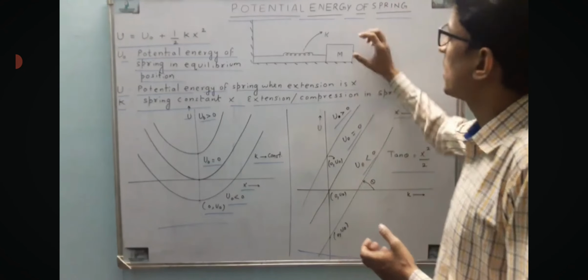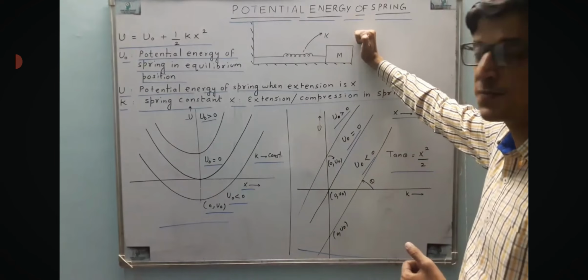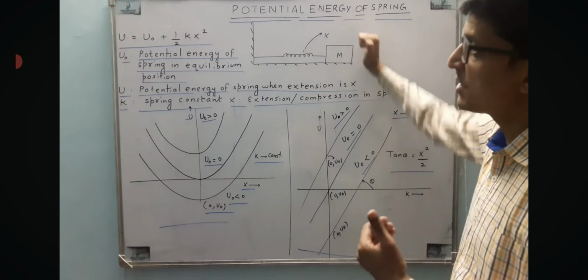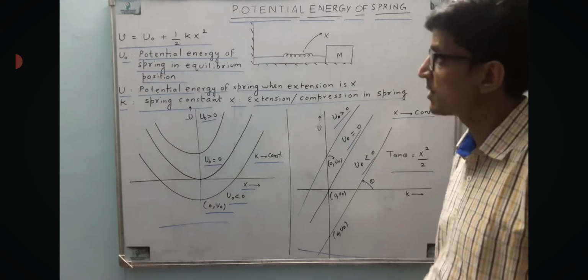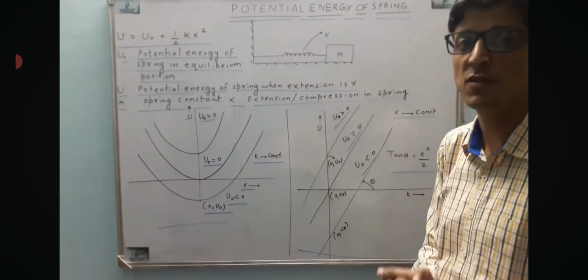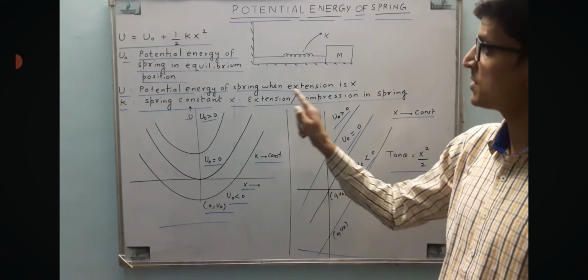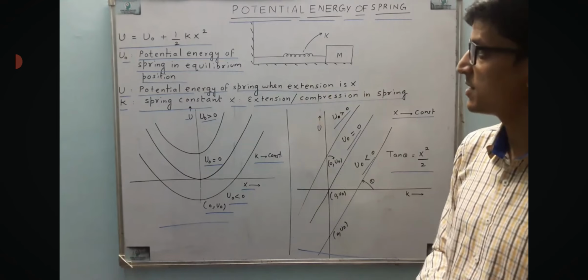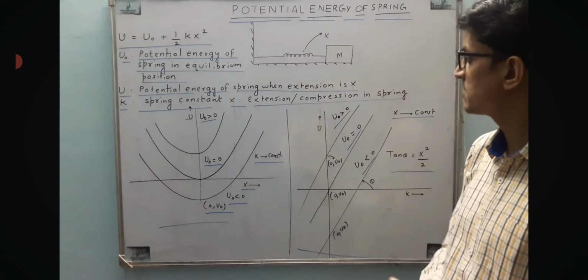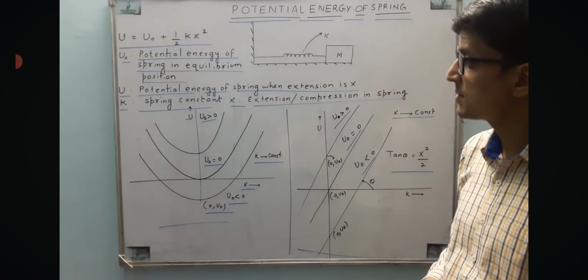Suppose there is a mass M which is connected to a spring of spring constant k. The potential energy, by proper derivation, comes out to be U0 plus half kx squared, where U0 is the potential energy of the system when the system is in equilibrium, U is the potential energy of the spring when extension is x, k is the spring constant, and x is the extension or compression in the spring. Now let's discuss the graphs.